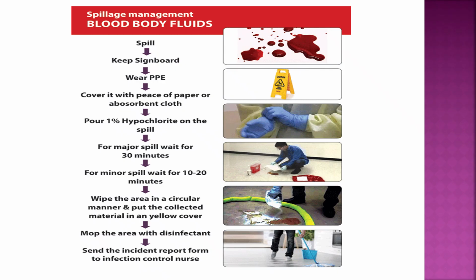So in that, keep signboard first, then wear PPE, cover it with piece of paper or absorbent cloth, then pour 1% hypochlorite solution on the spill. Then for major spill, wait for 30 minutes for the action of disinfection. For minor spill, you can wait 10 to 20 minutes. Then wipe the area in a circular manner and put the collected material in a yellow cover bag.